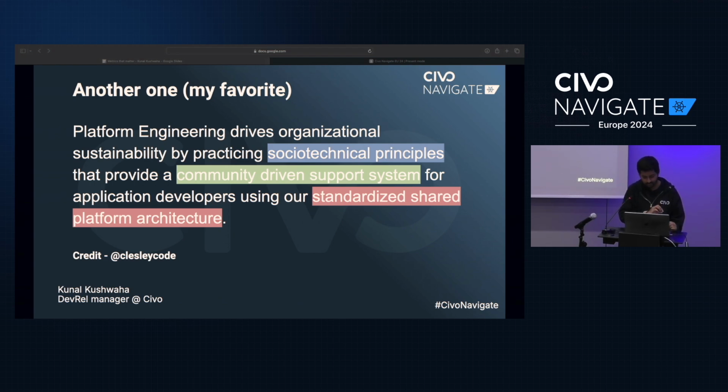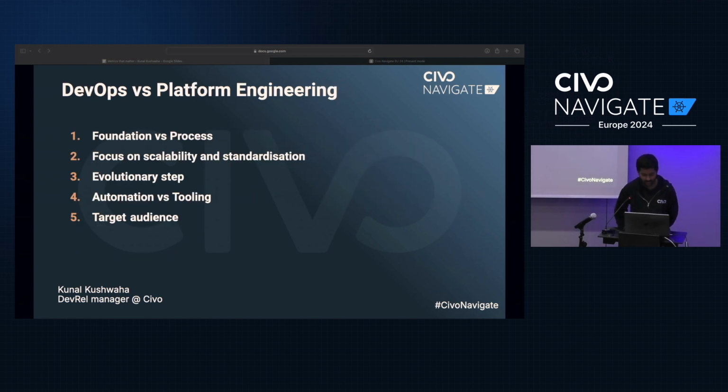Cool. Moving on. How many of you, if you can show a raise of hands, have heard DevOps is dead? How many of you believe DevOps is dead? Okay, always something new to learn. Yeah, I don't know if DevOps is dead. I think many people look at platform engineering as the next step towards DevOps, and I'll explain it in just a bit.